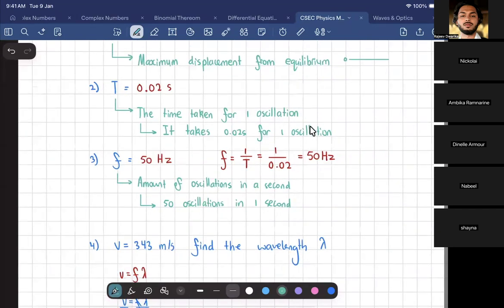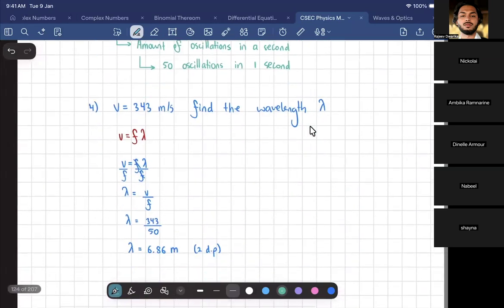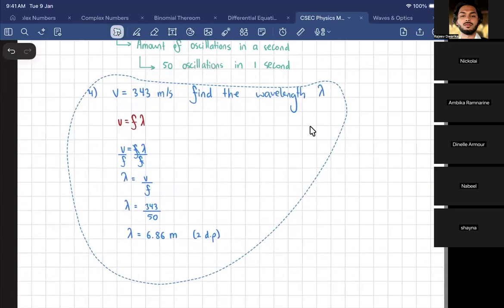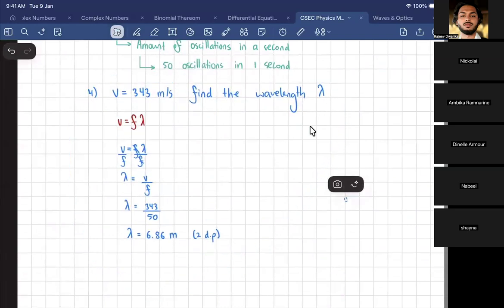You okay with that? Mm-hmm. Cool. And you understand that wavelength is just the length for one full oscillation, right? Yeah. Cool.